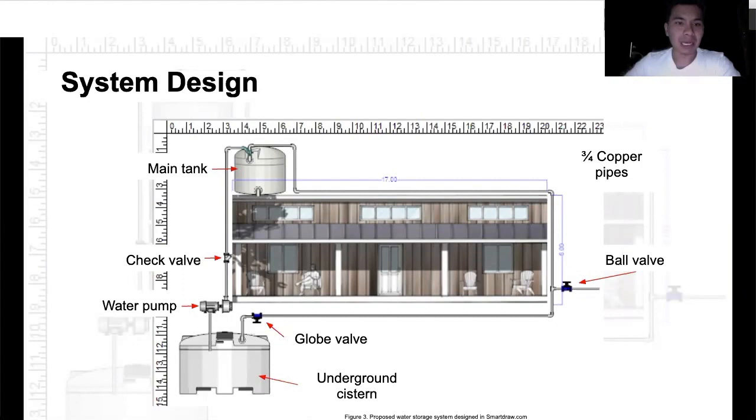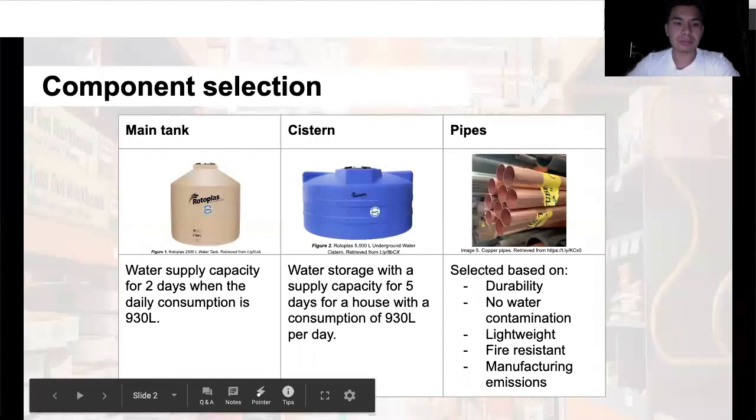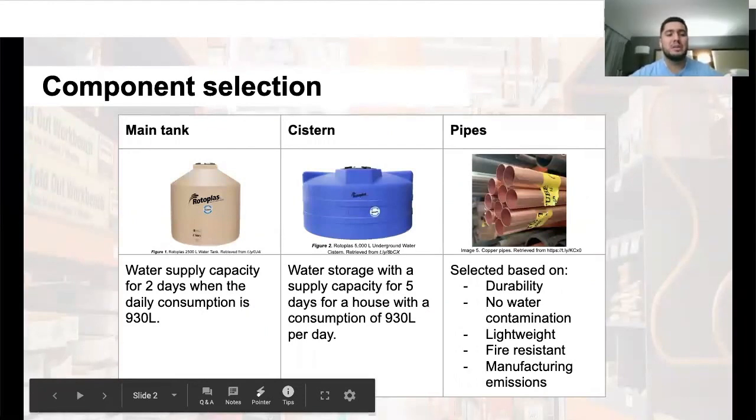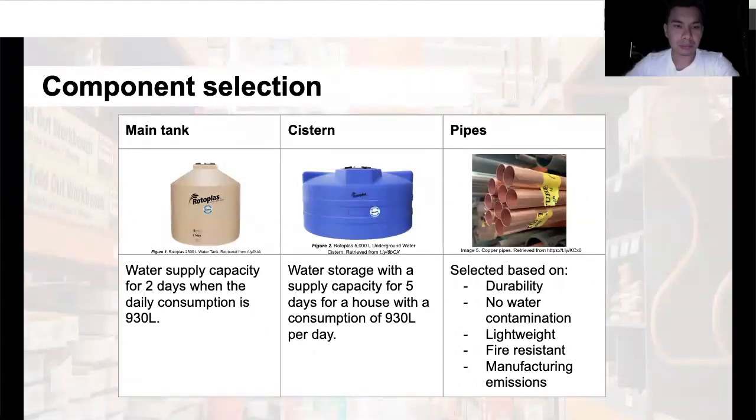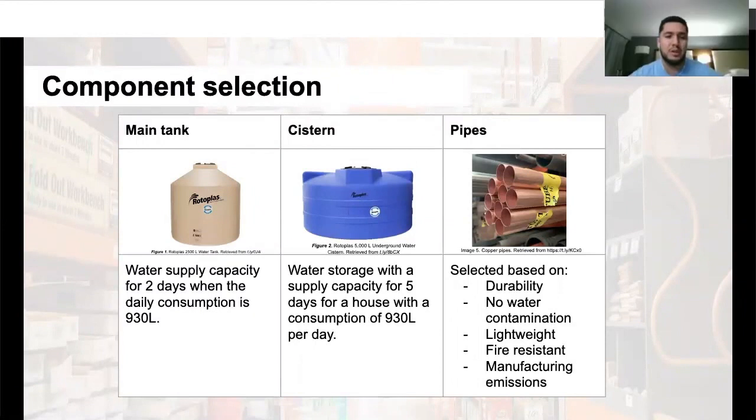System design. Our proposed design is composed of 2 water tanks, 1 water pump, 3/4 copper pipes, and several valves to direct the water flow. For our component selection, we decided to use a 2,500 liter capacity tank, 5,000 liter cistern, and copper pipes based on their properties.